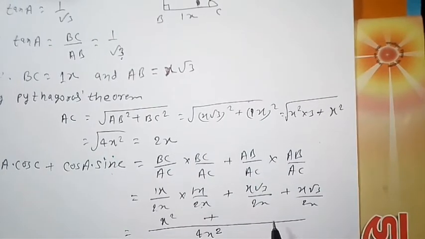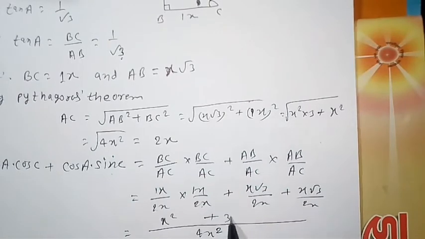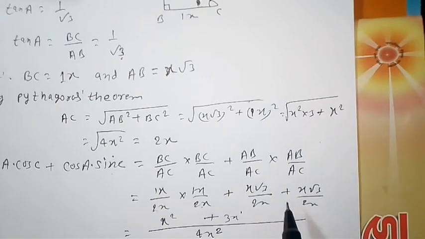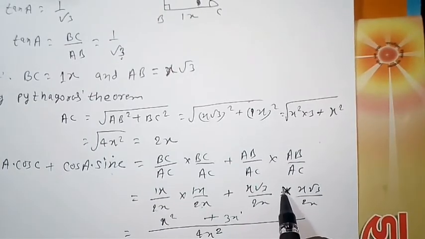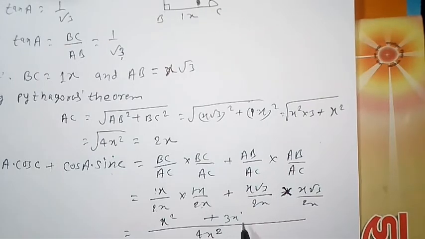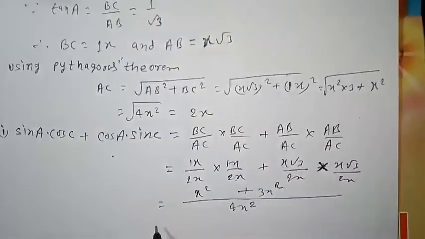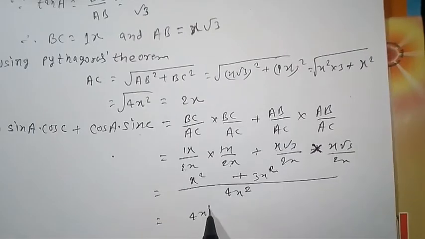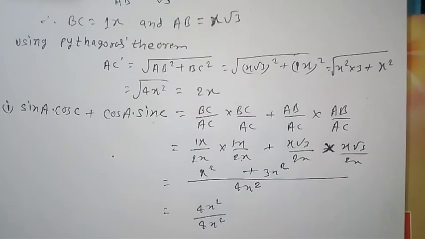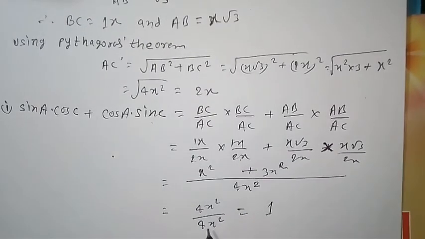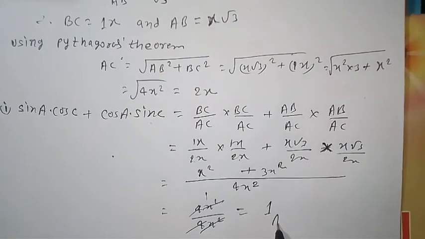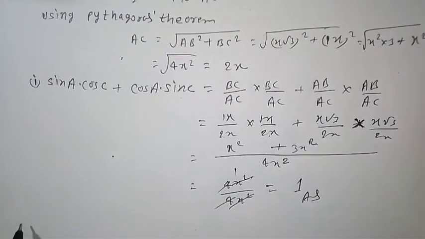Then x square plus 3x square. Now multiplying, x into x, square root 3 into root 3, 3x square, is equal to 4x square by 4x square, is equal to 1, because x square cancels, 4 cancels 1 time, so the answer is 1. Question number 2.